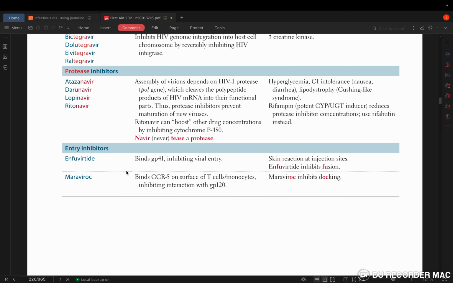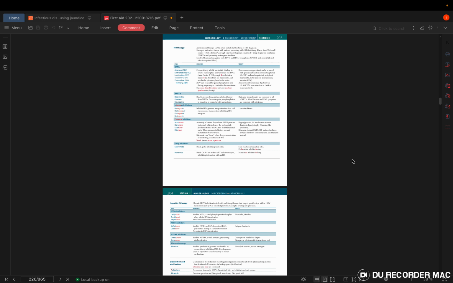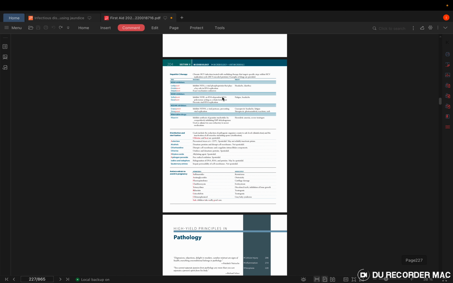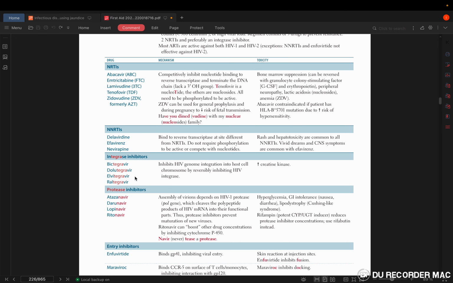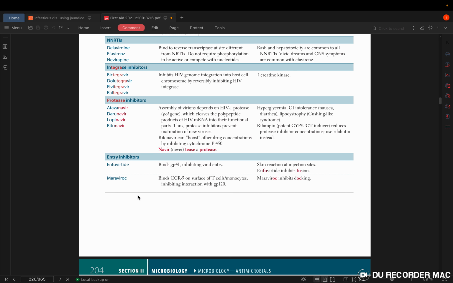Enfuvirtide binds to the GP41, which prevents the fusion. Yeah, it inhibits the viral entry. It can lead to skin reaction at the site of the injection, but overall it inhibits the fusion. Okay, that's it for the HIV therapy. Just know about the side effects and the names of the drugs. You will get all of the answers correct.